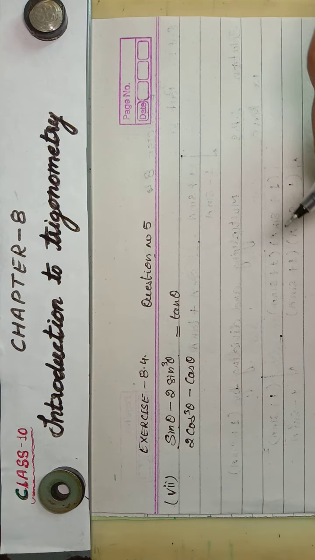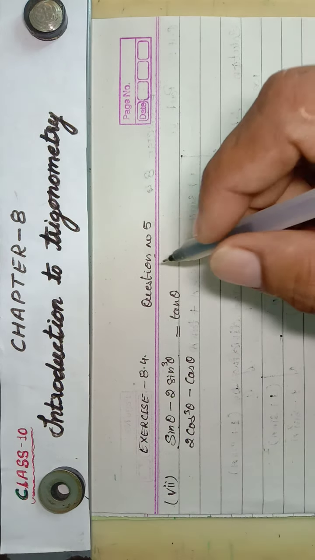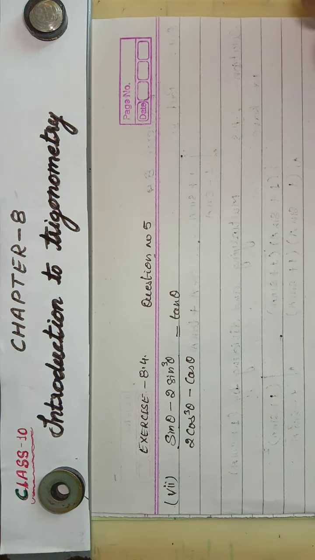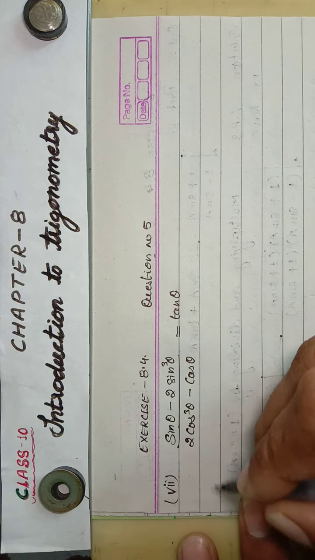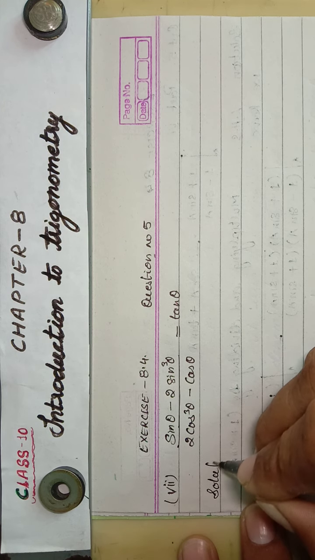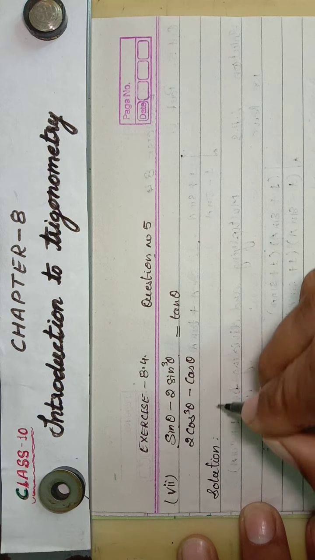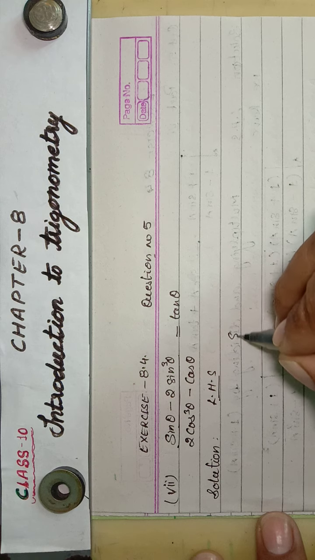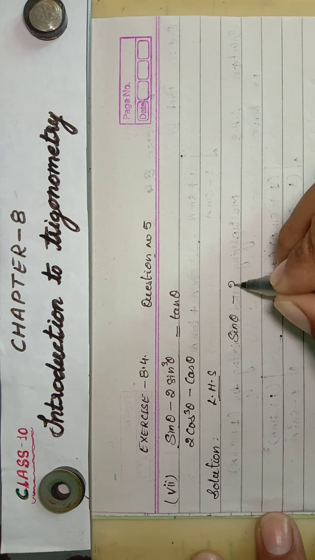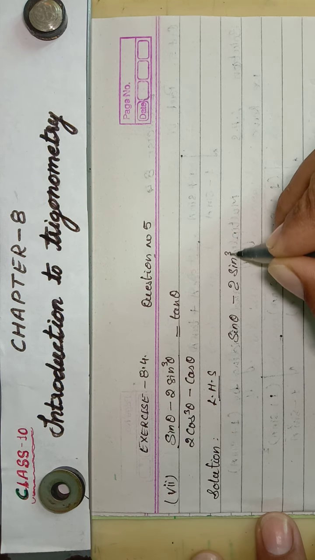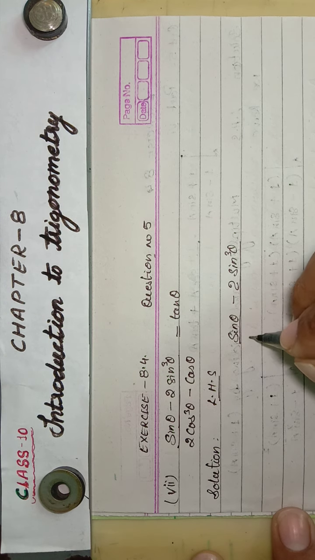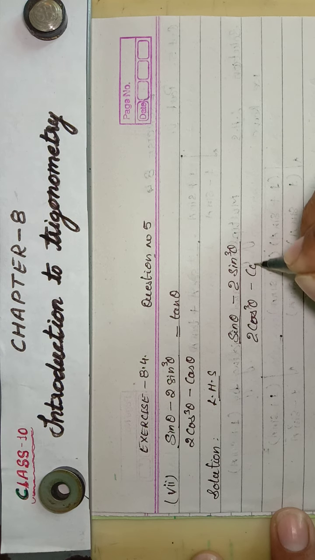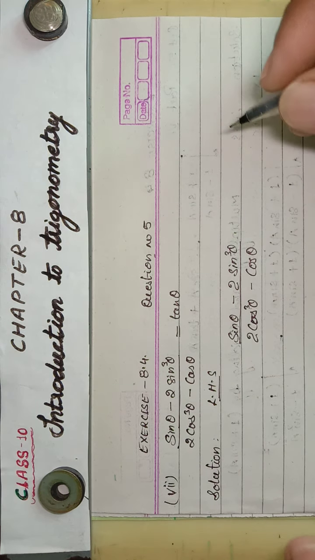Yes, dear students, now we will see part 7 of question number 5 of exercise 8.4, your Introduction to Trigonometry chapter. Obviously, we start the solution from the LHS. I am going to write the statement first: (sin theta minus 2 sin cube theta) upon (2 cos cube theta minus cos theta), and we have to prove it is equal to tan theta.